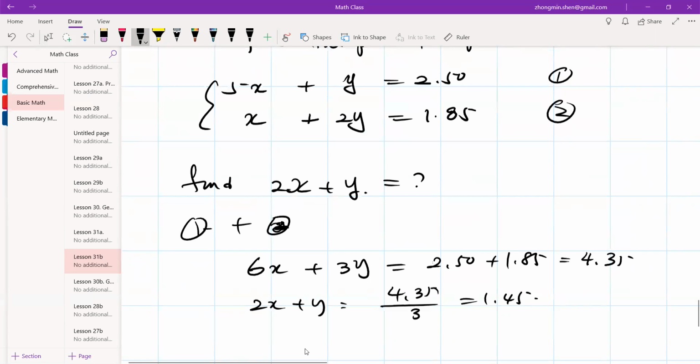You don't need to find x, you don't need to find y, but you can find 2x plus y quickly. So when you do the problem, just look at those two equations and look at what you have to find out. Maybe you don't need to find the value of x and the value of y, because you just need to find 2x plus y.